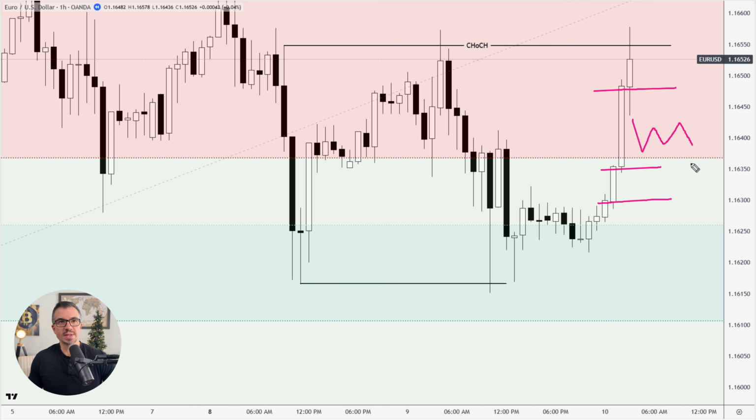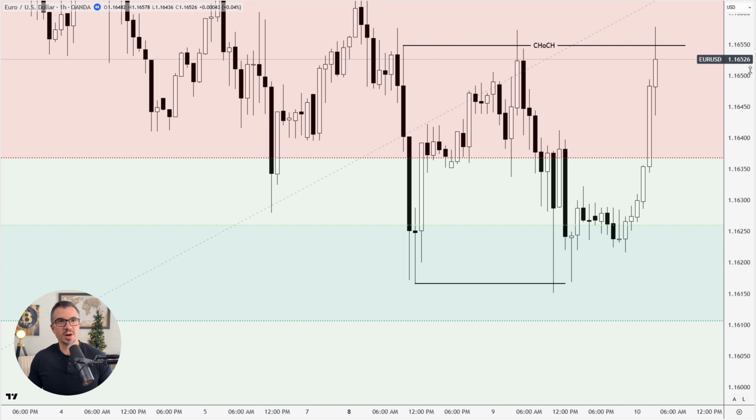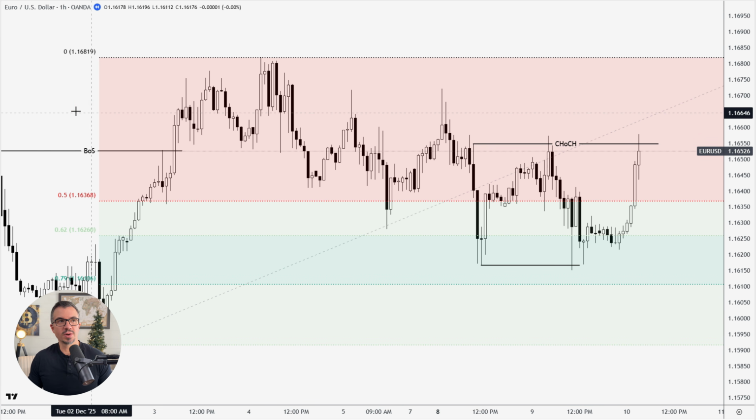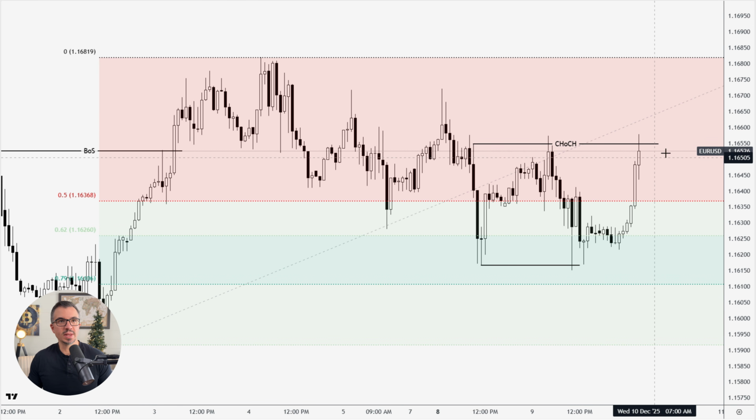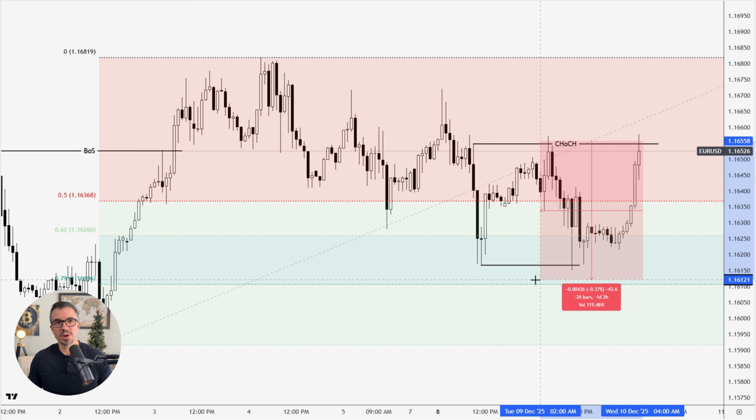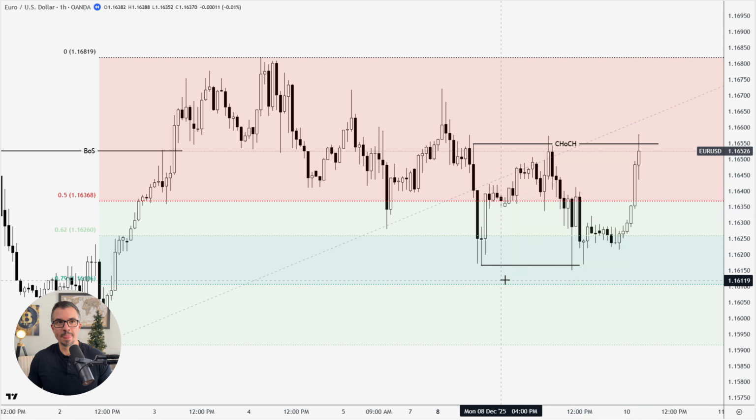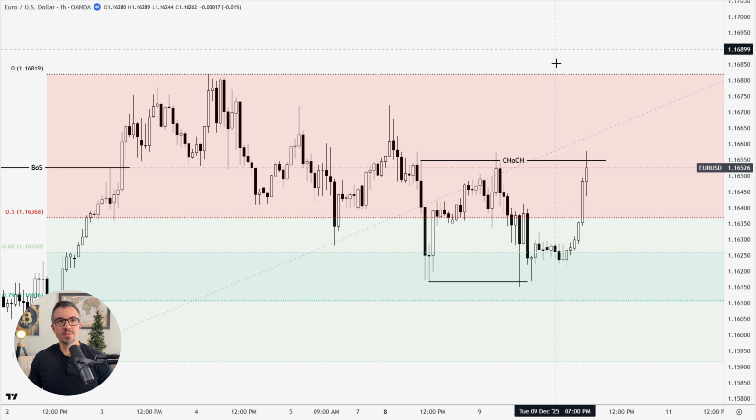So all of this space down here, all of this imbalance for the euro, I want to see the market come back here and tap this area. For me, in this case, because the distance from this 15-minute change of character down to the low is so large, over 40 pips, that's too much for me. I want to see the market come back here and rebalance this area so I can get a tighter stop and better risk reward in this region.